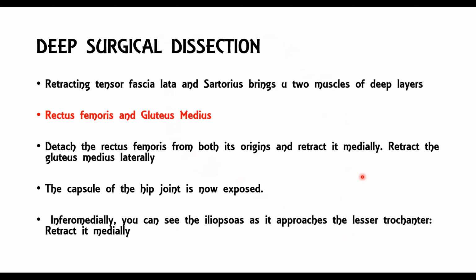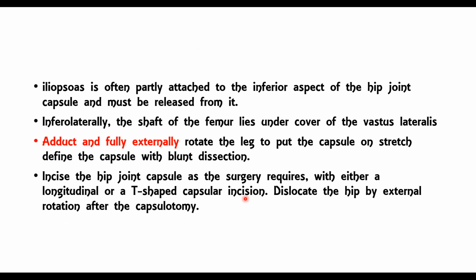Then you can see the anterior capsule of the hip joint. Inferomedially, you will see the iliopsoas. You can palpate the lesser trochanter where iliopsoas gets attached. Regarding how to keep the capsule tense, adduct and fully externally rotate the leg to put the capsule on stretch. Then a T-shaped capsular incision. Because this is an anterior approach, you will dislocate the hip by doing external rotation after capsulotomy.